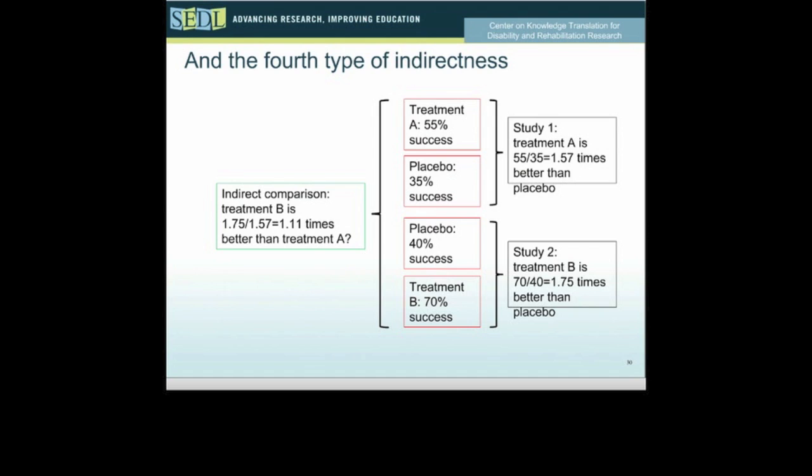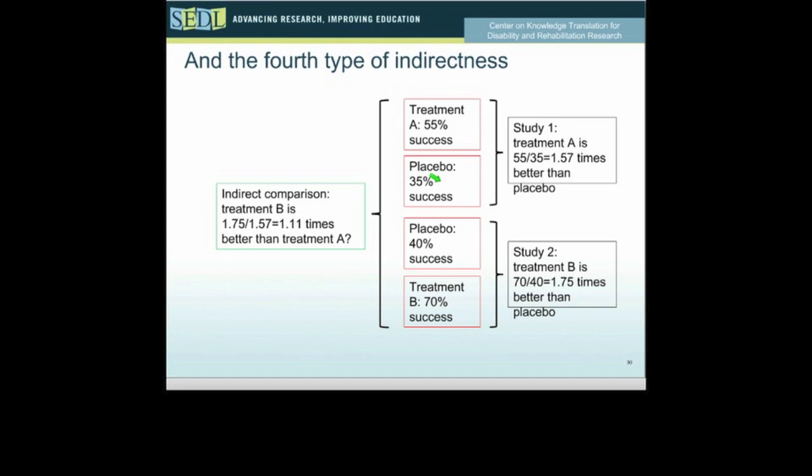Well, let's go here. I think I covered the previous slide. Let me see. I can engage the arrow. There is the arrow. You have a study 1 that compared treatment A against placebo. Treatment A, 55% success; placebo, 35%. 55 divided by 35. Study 1, treatment A is 1.57 better than placebo.